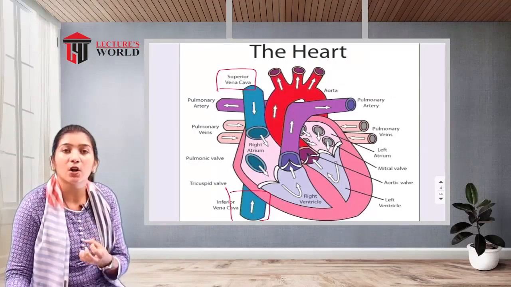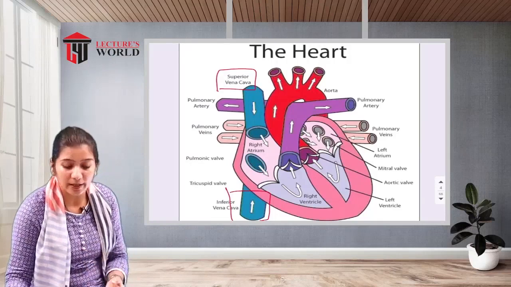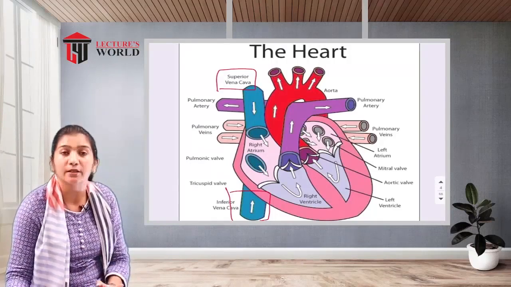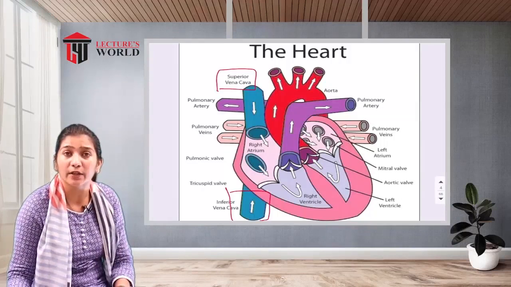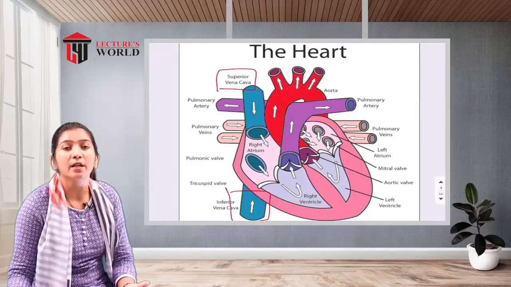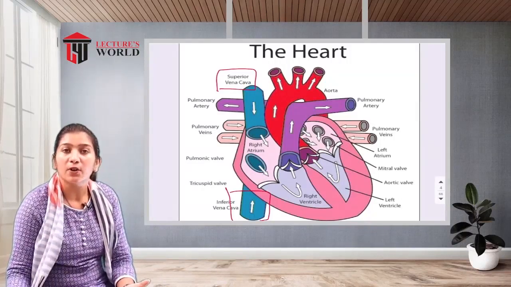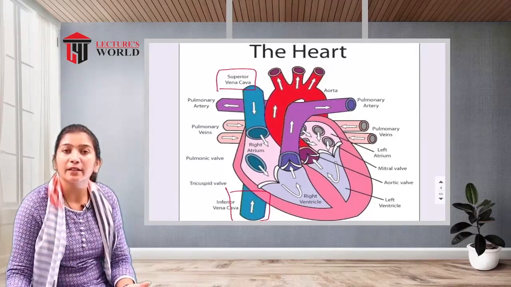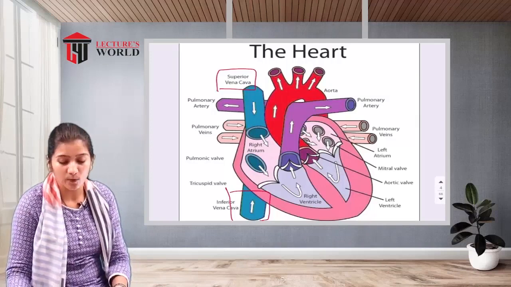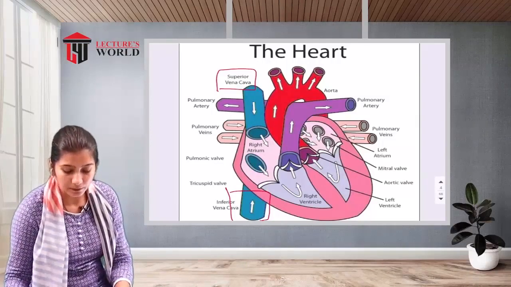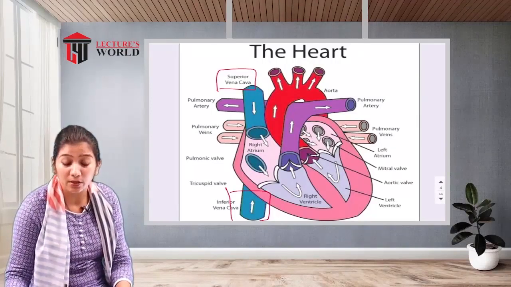And whatever deoxygenated blood is coming, all of that blood is collected in the right atrium. So that's all about the two vena cava, superior vena cava and inferior vena cava. The function of the vena cava is collecting the deoxygenated blood from the upper and lower parts of the body. Now we will talk about the chambers of the heart.